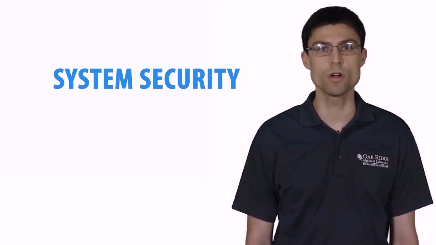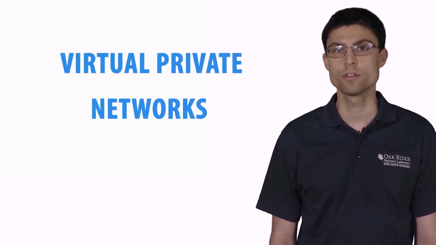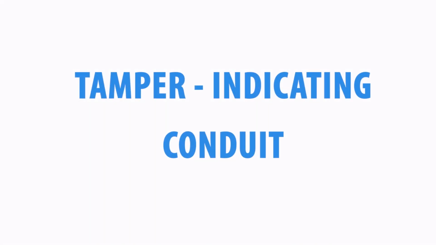System security typically consists of network and computer security for the embedded systems. It includes things like virtual private networks, password management, and access control. Physical security is also important, which consists of tamper indication, including TIDs and TIEs for the device, and potentially tamper indicating conduit for any signal cables used by the system.